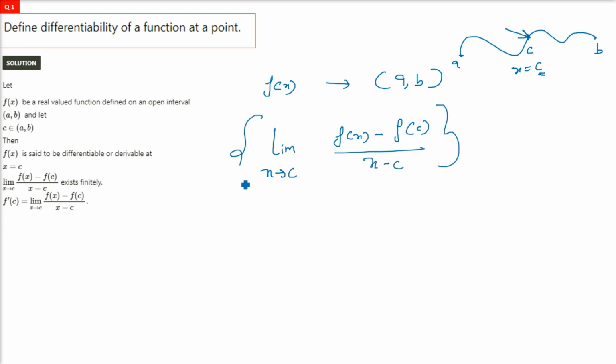This expression is the derivative, called f dash c, and this whole expression that I have written in the brackets should be finite. That is, it should not be of any of the indeterminate forms I am writing. It should be unique, it should give you a proper value, not an undescribable or indeterminate value. That is called the derivative, and differentiability is given by the finiteness of this expression.